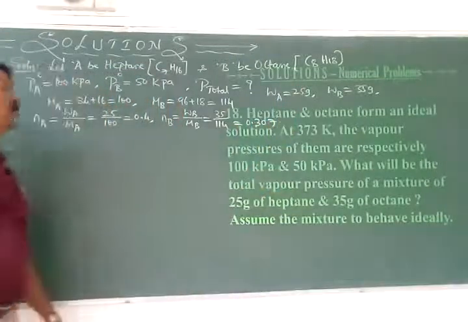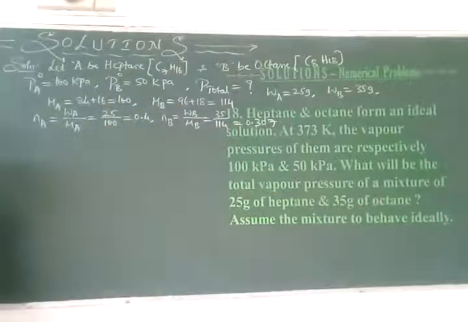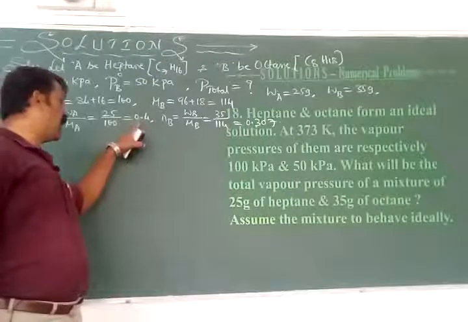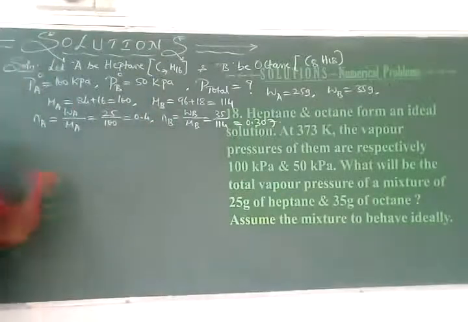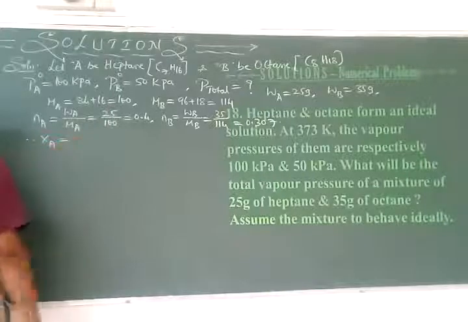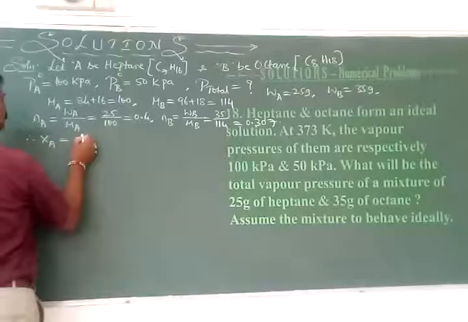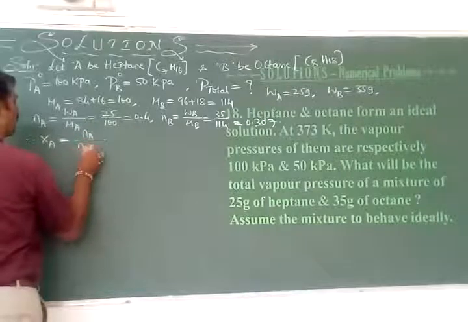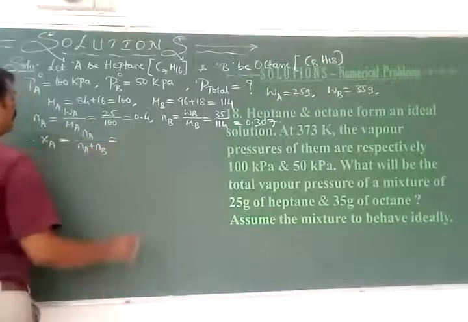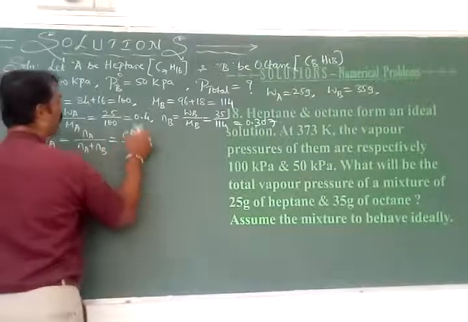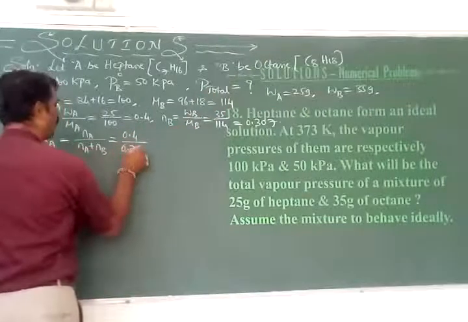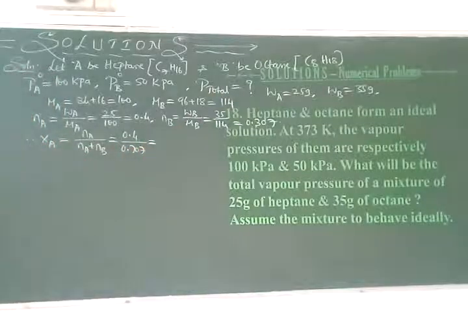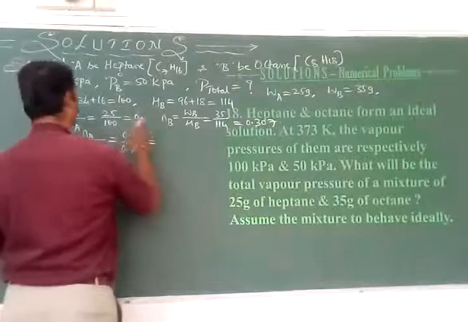So nA and nB are the number of moles of which and which? Heptane, that is A, and then the octane, that is called B. Therefore, what is XA? XA is equal to nA divided by nA plus nB. What is nA here? 0.25 divided by, add these two. I will directly write that as 0.557. So 0.25 divided by 0.557.